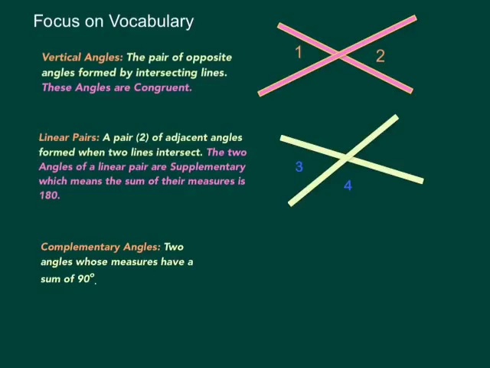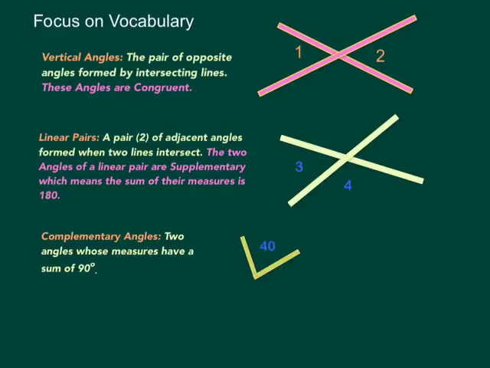Complementary angles. Two angles whose measures have a sum of 90. For example, if my first angle here measures 40 degrees, then my second angle would have to measure 50 degrees in order for these two angles to be complementary, because 40 plus 50 equals 90 degrees, making these two angles complementary.